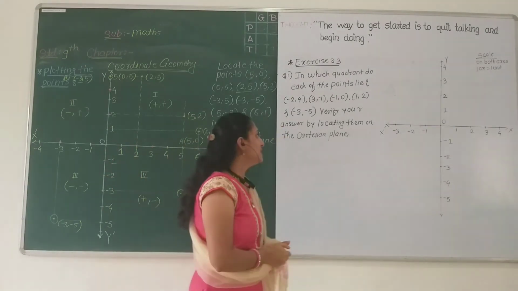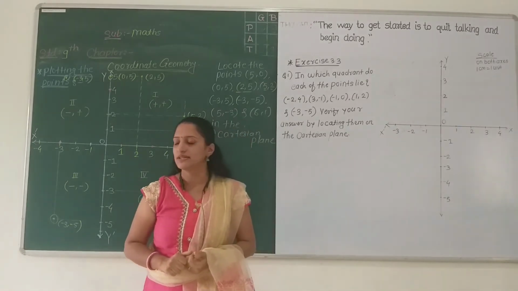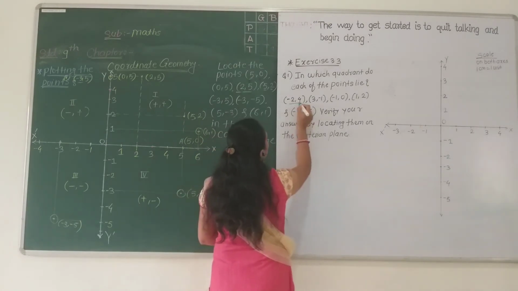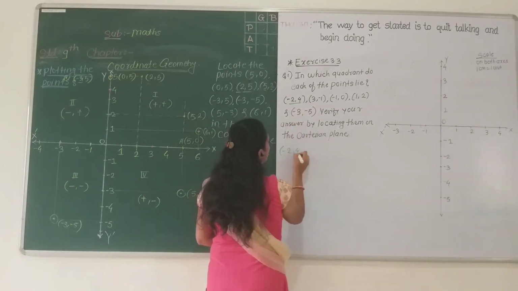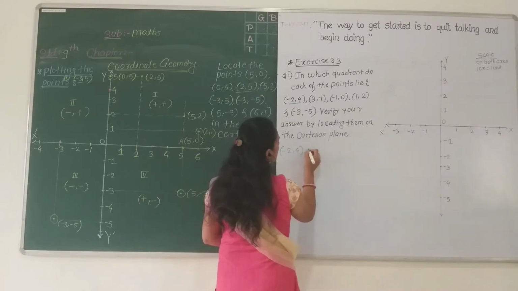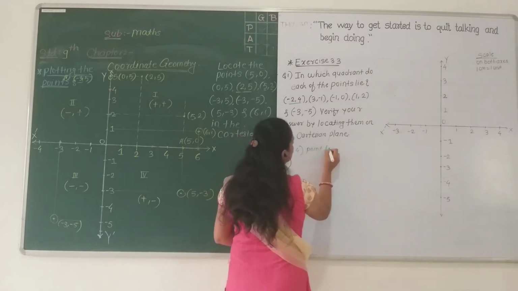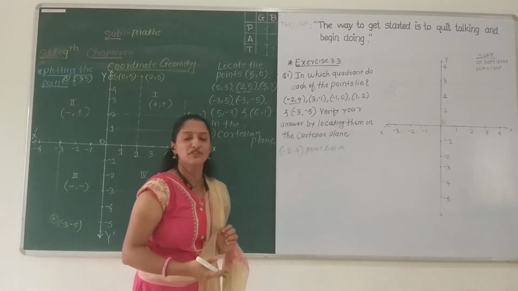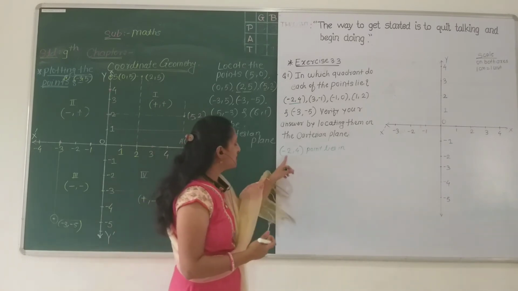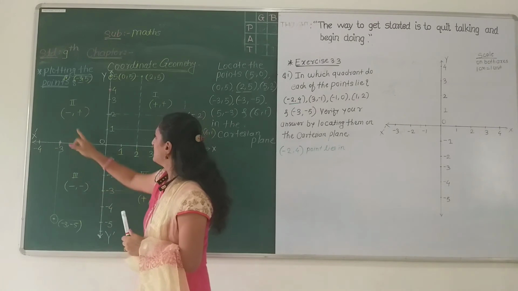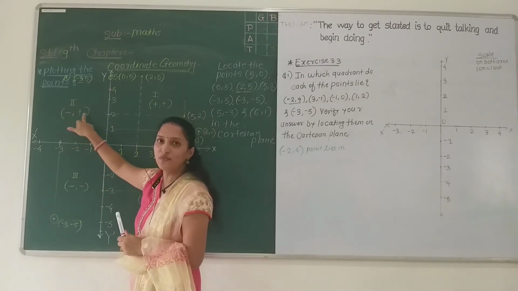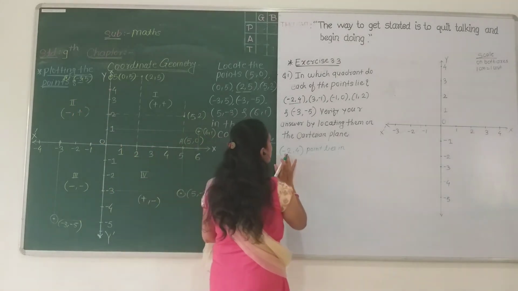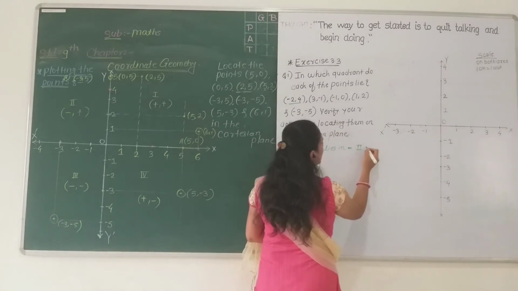Now using this, we are going to solve the first question of exercise 3.3. Look at the first point, (-2, 4). Tell me, in which quadrant does the point (-2, 4) lie? Here the x coordinate is negative and the y coordinate is positive. Which quadrant has the signs (negative, positive)? Look here: the second quadrant. So the point (-2, 4) lies in the second quadrant.